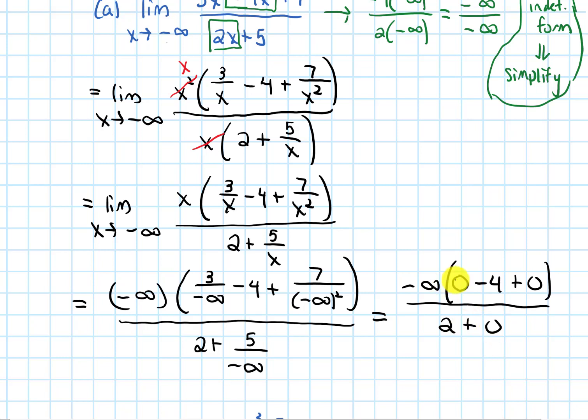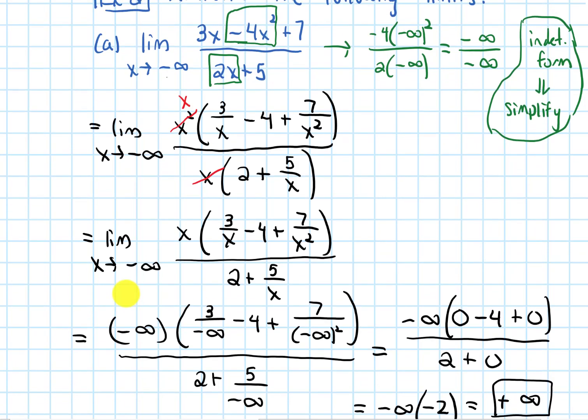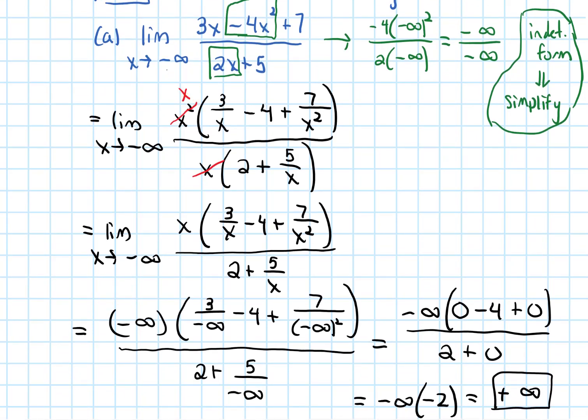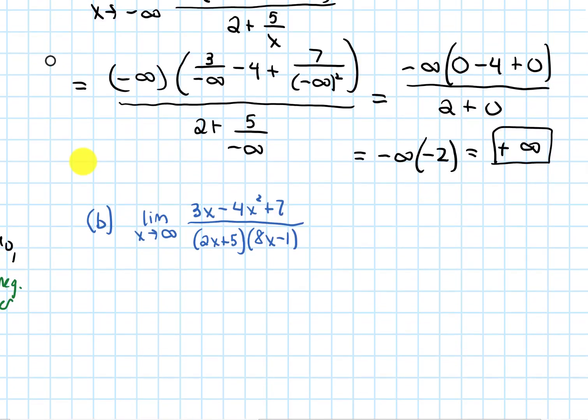Okay, so overall, if we simplify this a little bit, we have negative infinity times negative 4 divided by 2, which is negative 2. Negative infinity times negative 2, that is positive infinity. And that is our answer. That is what this limit is. Okay, let's look at another example and see if we can apply this strategy.